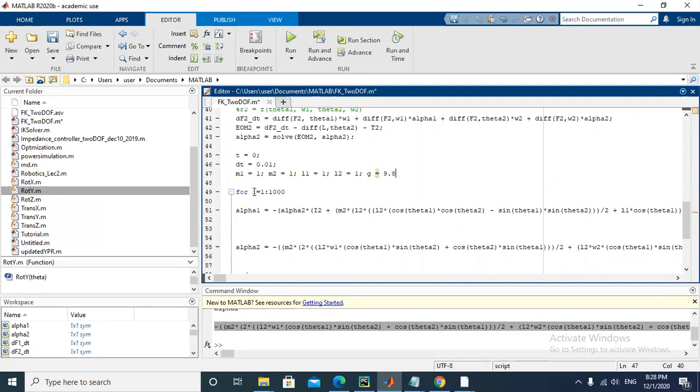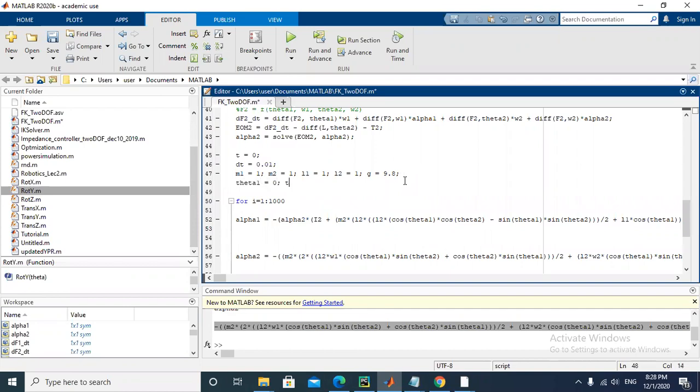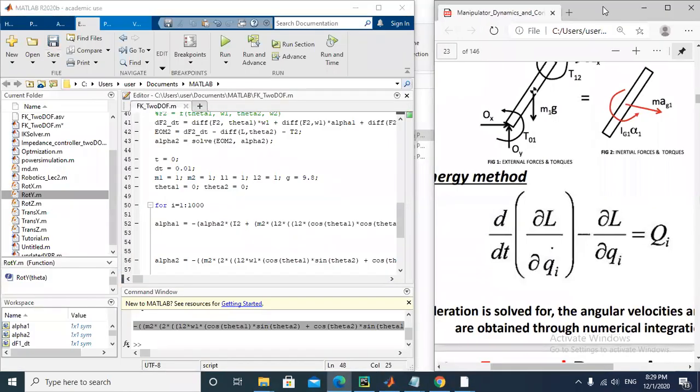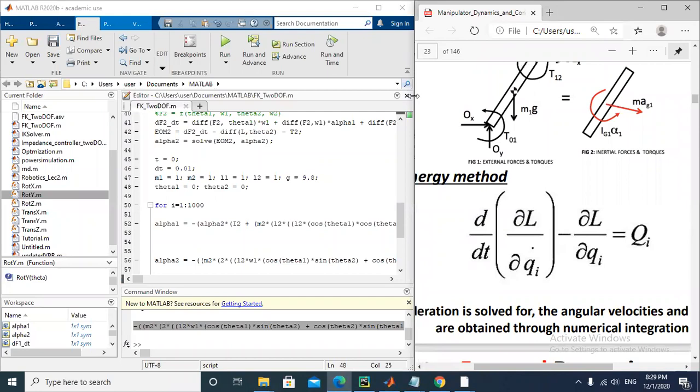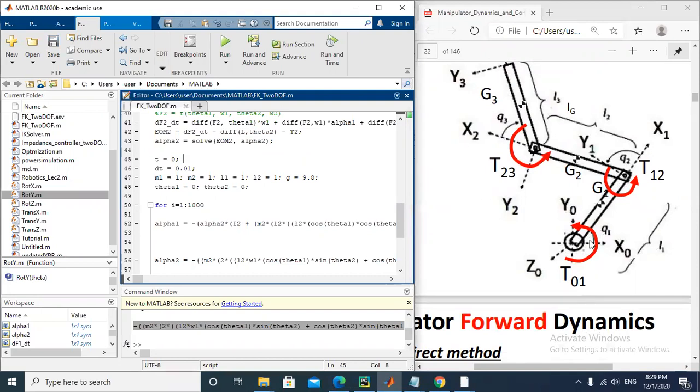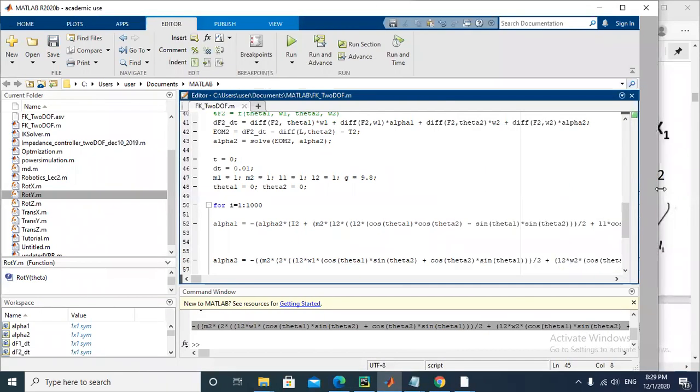And what else are we missing? Okay, we need the initial values for the thetas, right? So initial values for theta, let's say theta 1 is equal to 0, theta 2 is equal to 0. If theta 1 is 0 and theta 2 is 0, it means this guy is in a flat position, a flat orientation.